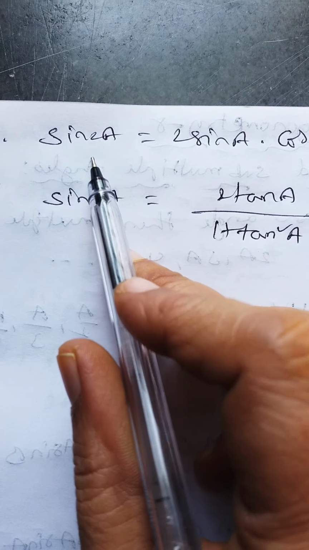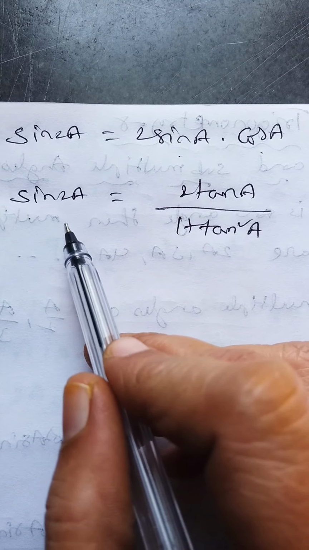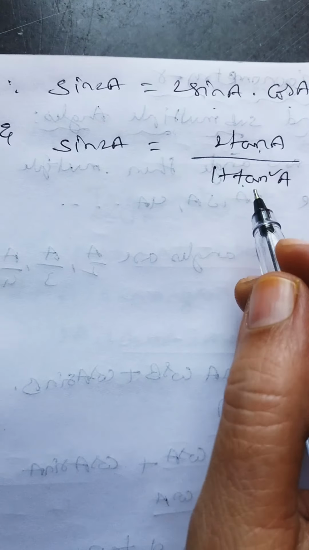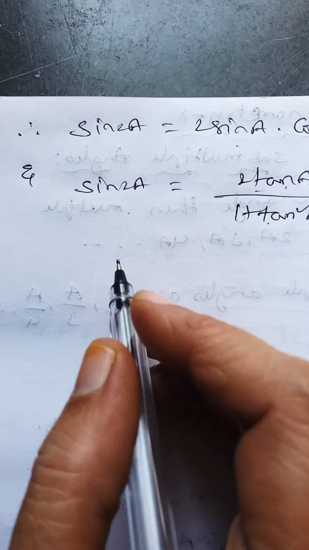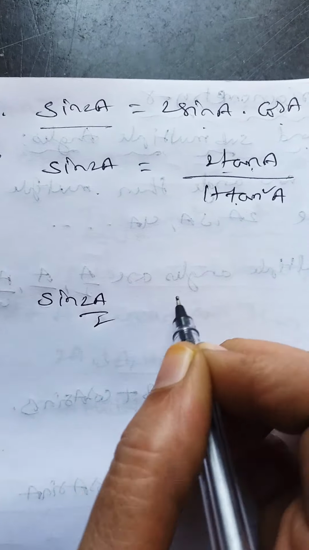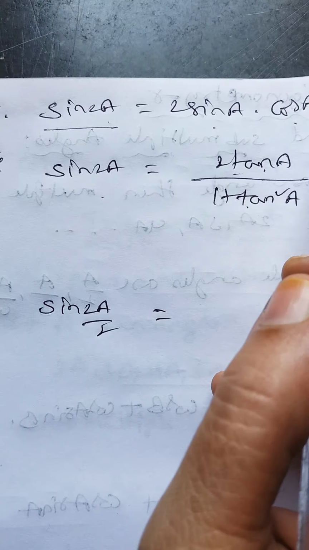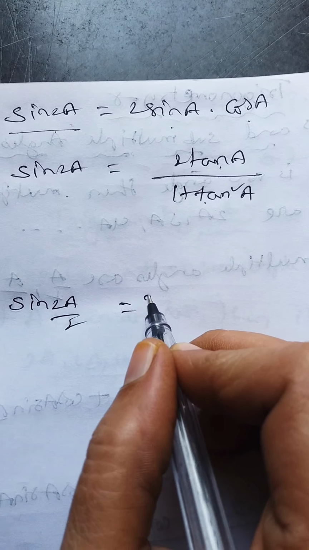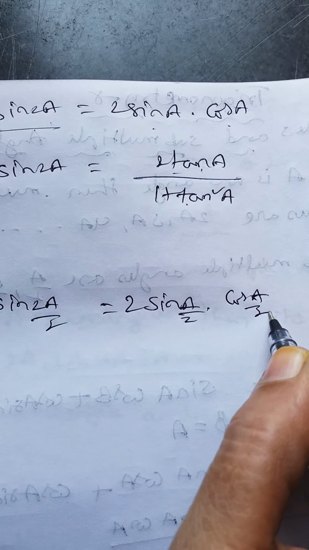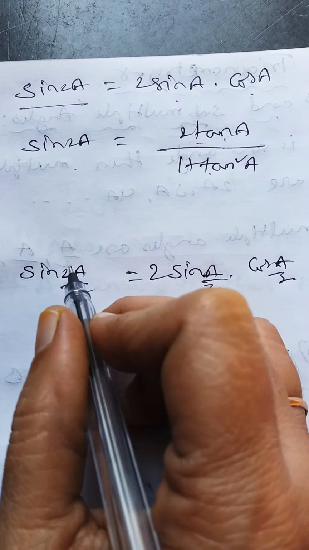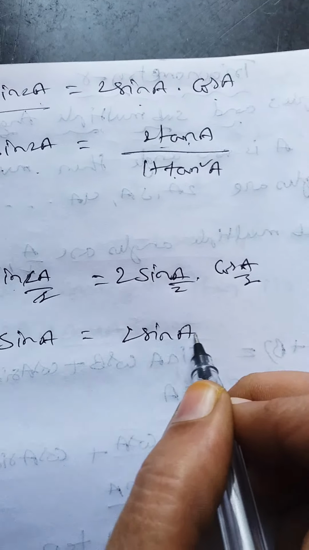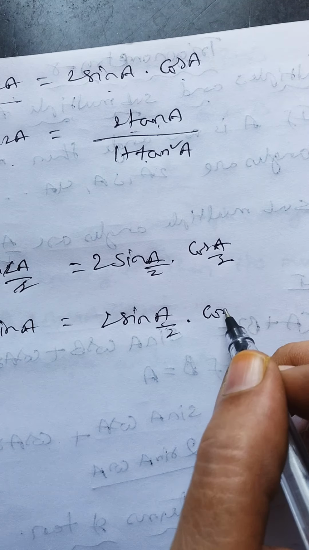Now, I found sin 2A is 2 sin A cos A, and sin 2A in terms of tan is 2 tan A by 1 plus tan square A. Now, you observe multiples of sin A. In place of 2A, I will replace each and every angle divided by 2. You will get the submultiple angle: sin A is equal to 2 sin A by 2 into cos A by 2.